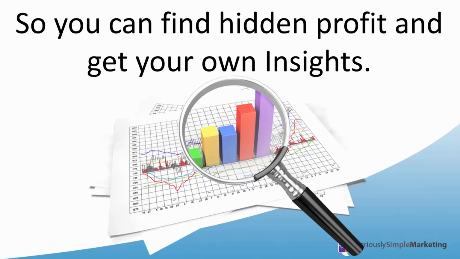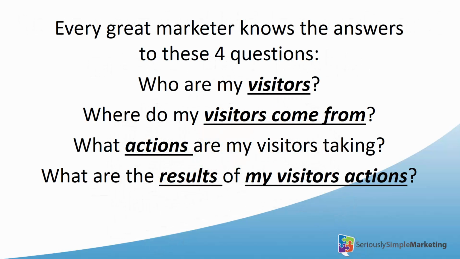So again, there are 4 main questions we want to talk about, and make sure these are the ones you're focusing on, because you have to know this in order to be a really great marketer. Who are my visitors? Where do my visitors come from? What actions are my visitors taking? And what are the results of my visitors' actions? Those are the 4 questions. When you figure that out, you have some diagnostics to start tweaking things in your marketing. So let's talk about that very first one.